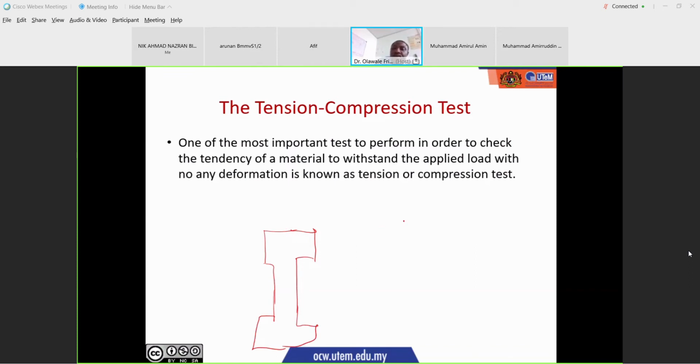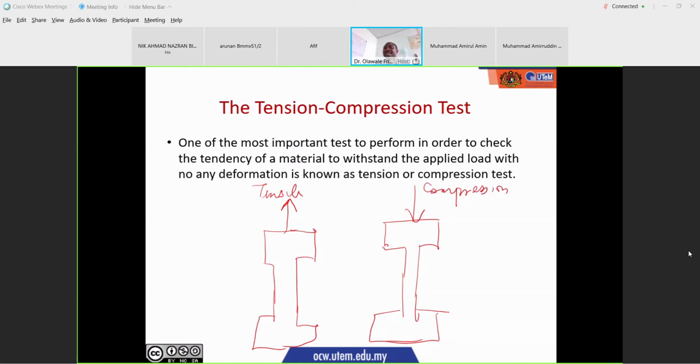Now, let me draw it in two ways. So we have two specimens. Now, if I apply this load in this direction, I'll be pulling away from the specimen. This is tensile. If I apply this load in this direction, I'll be pushing against the specimen. This is compression.